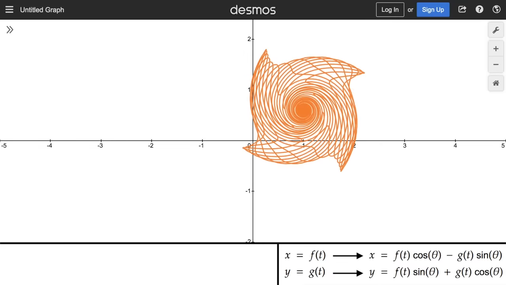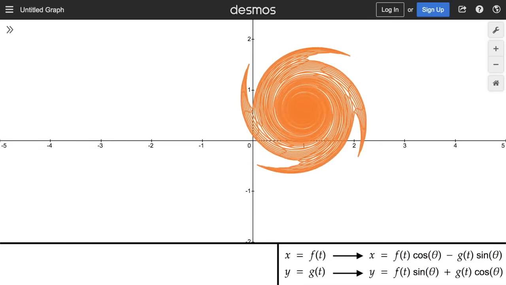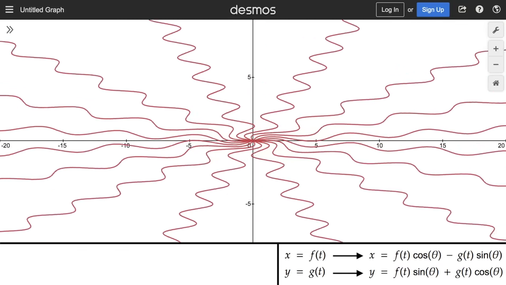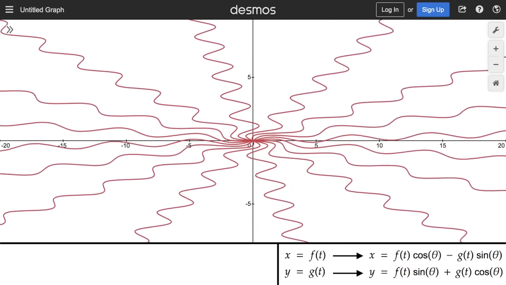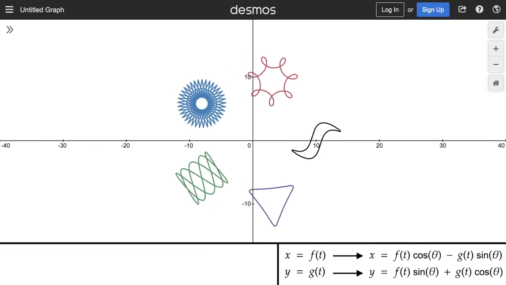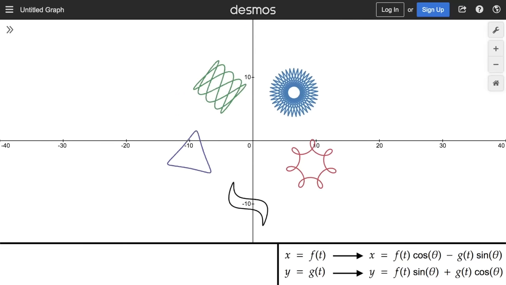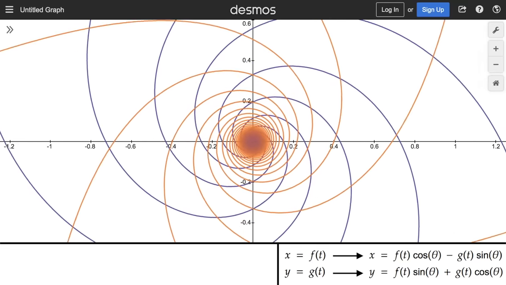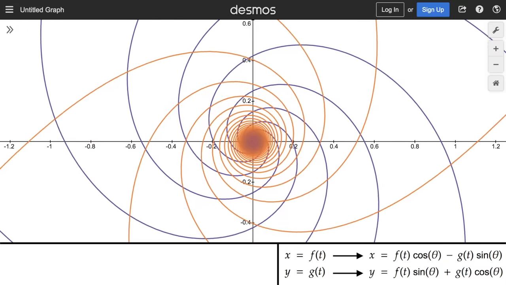Spin the inside faster than the outside. Elliptical orbits. Multiple rotation points. Spirals. But not today.